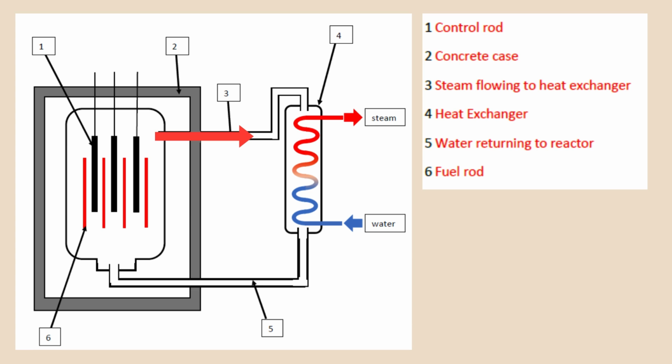As the steam leaves the reactor, it flows along a pipe and enters the heat exchanger, where it will cool down and reform water, and its energy is transferred to water within the coiled pipe in the heat exchanger. The water in the coiled pipe absorbs this energy and forms steam, which then leaves the heat exchanger. The water that cooled in the heat exchanger then returns to the reactor so that it can be reheated again and the cycle can continue.